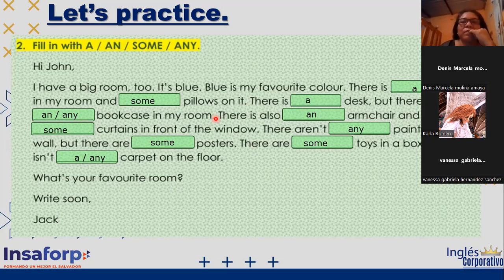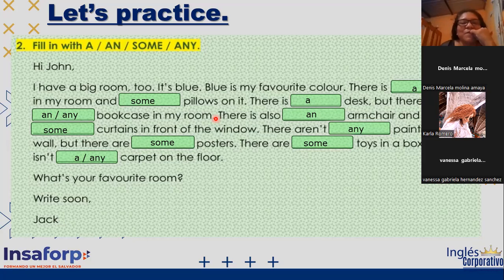There is a book door in and because I don't know what voice.